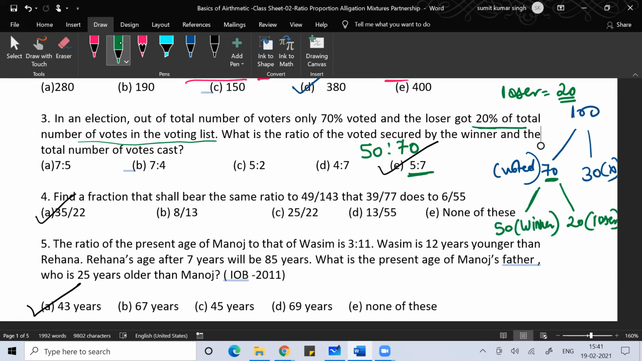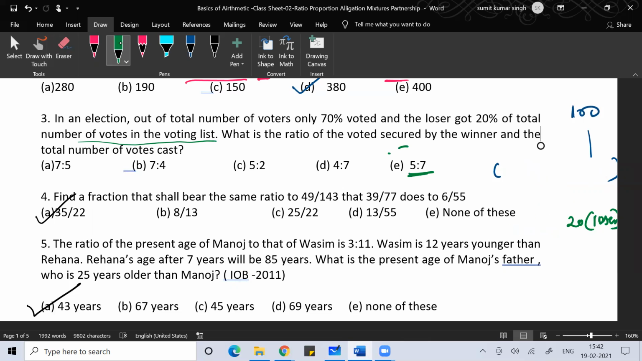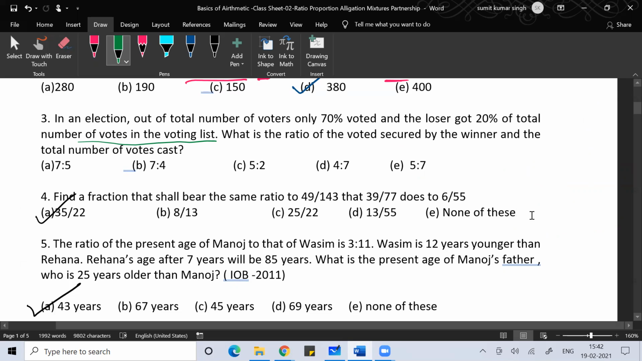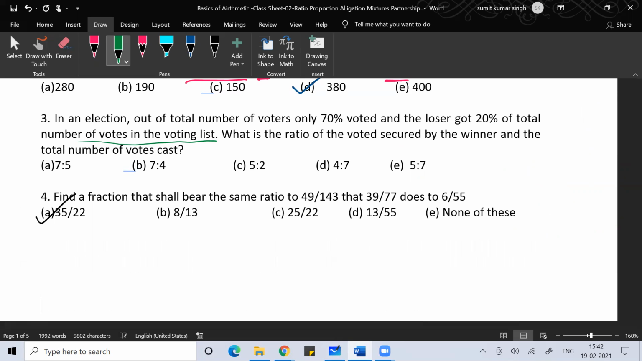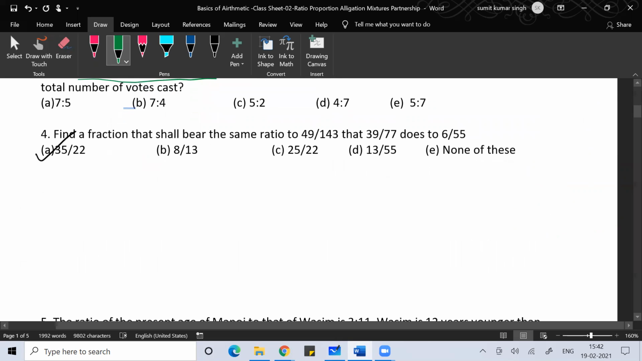Fine. So I hope you understand. Very easy problem, not at all a difficult question to work on. You can do them very easily. Then if you see question number 4, find the fraction. Question number 4 is: find the fraction that bears the same ratio to 49 by 143.